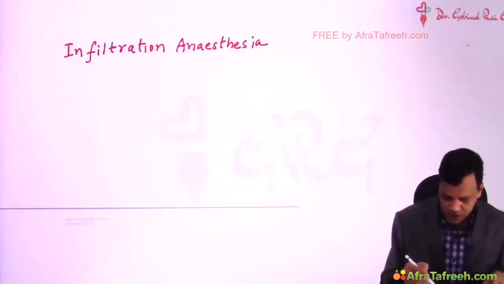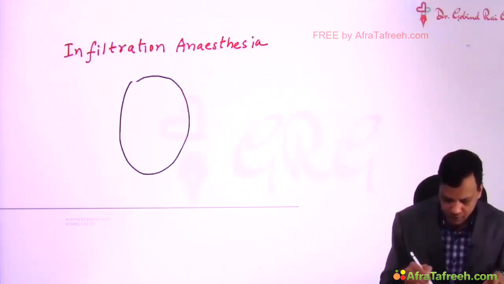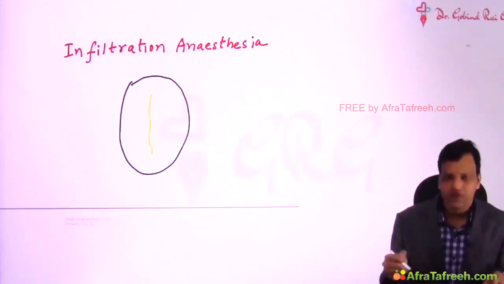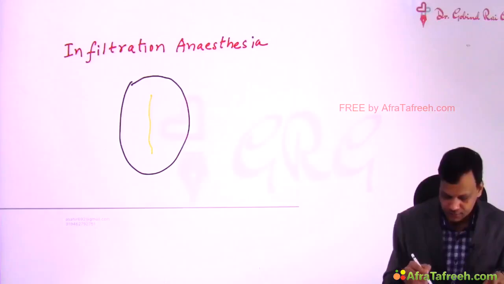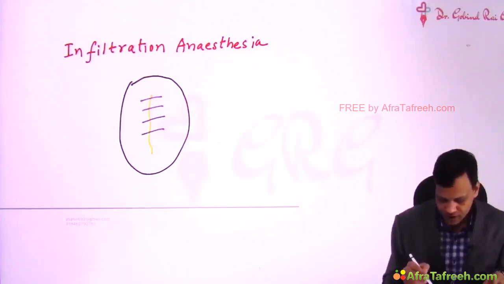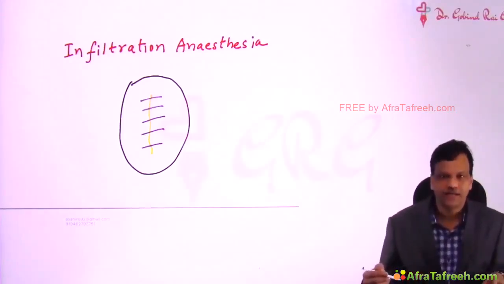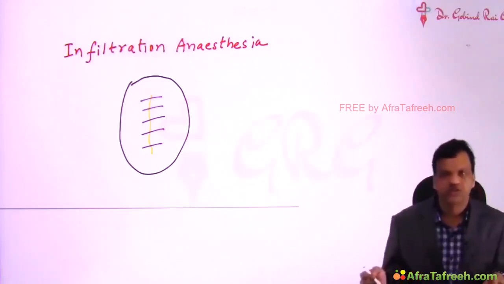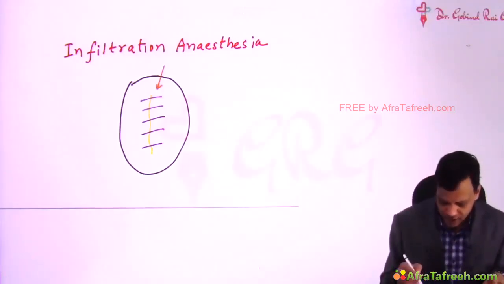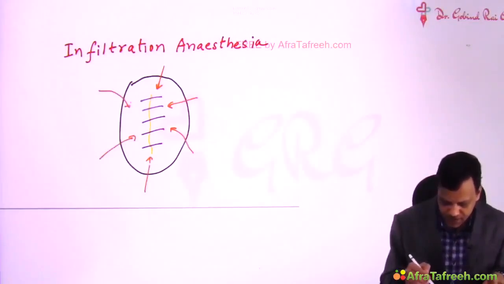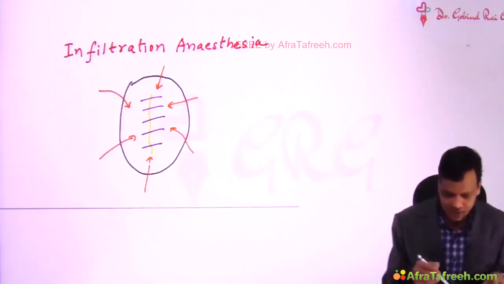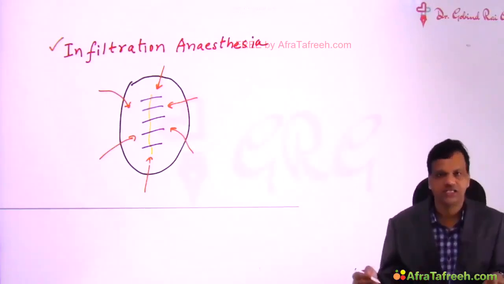Suppose this is some part of the body where injury has happened. So this is injury and we want to suture this injury. Now for suturing the injury, we will have to give local anesthetic. So normally we give local anesthetic by subcutaneous route. So we will inject the local anesthetic all around the injury site by subcutaneous route, or simply we will say we will infiltrate the local anesthetic around the injury site. That's why it is called infiltration anesthesia.